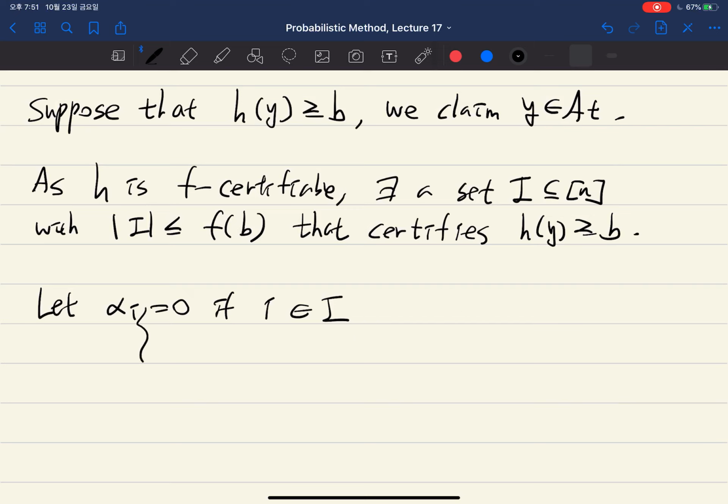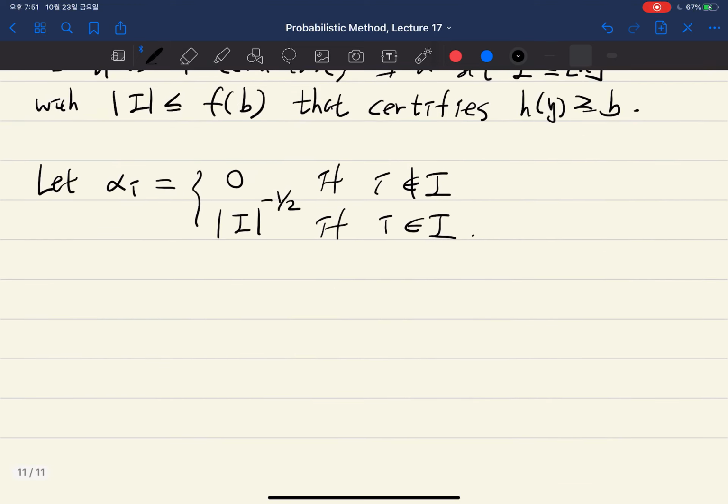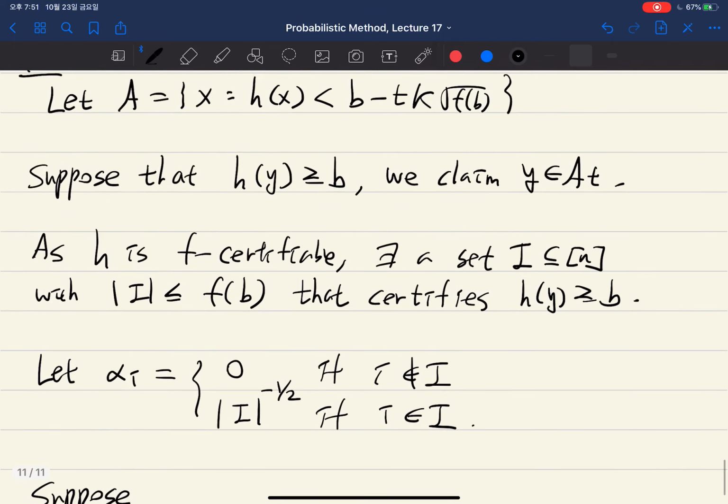and let's write it this way. And if it belongs to I, then we take this. You just take the same number for every coordinate in I, and then you normalize it, and you get this. So we want to prove this by contradiction.